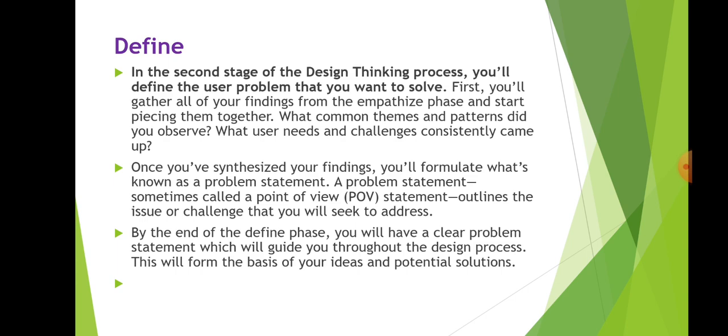The next stage is defining. In the second stage of the design thinking process, you will define the user problem that you want to solve. First, you'll gather all of your findings from the empathize phase and start piecing them together. What common themes and patterns did you observe? What user needs and challenges constantly came up?